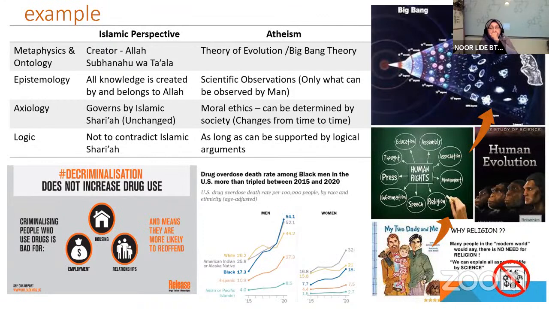So all these things actually influence the way we do research, we think about things. So say, for example, nowadays you find books about my two dads and me, or my two moms and me, because to them this is part of human rights, and because the basis of their ontology is actually about human evolution. Human beings evolve from the Big Bang. There is no creator. All right, so there's no creator, and therefore there is no need for religion, and we can explain everything through science.